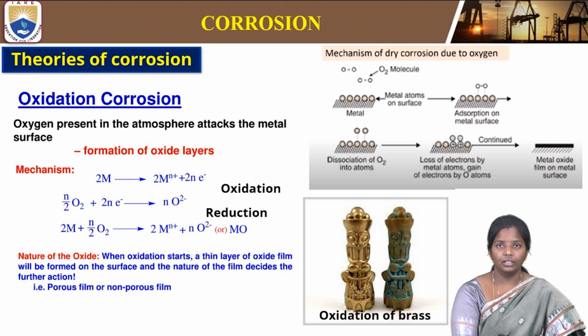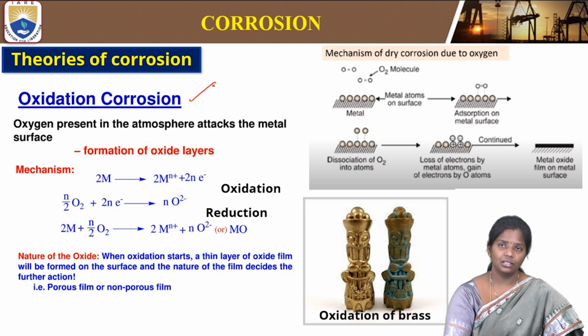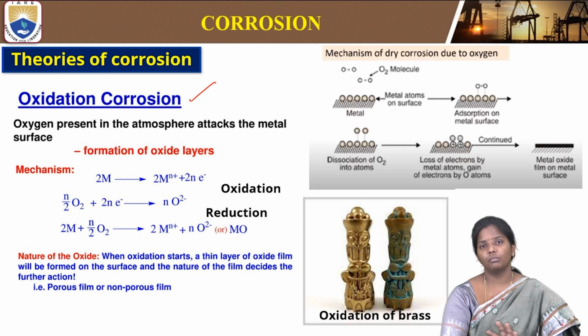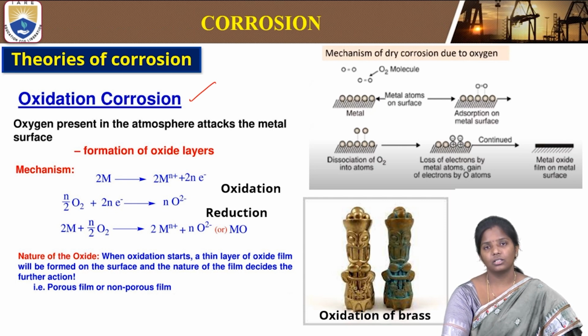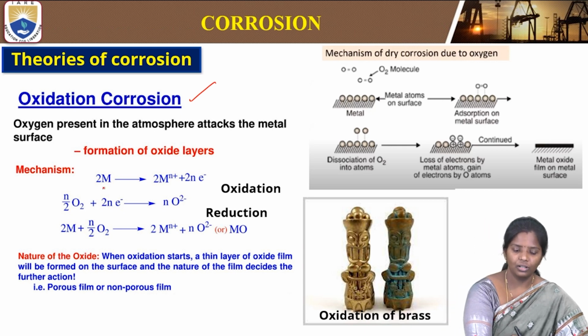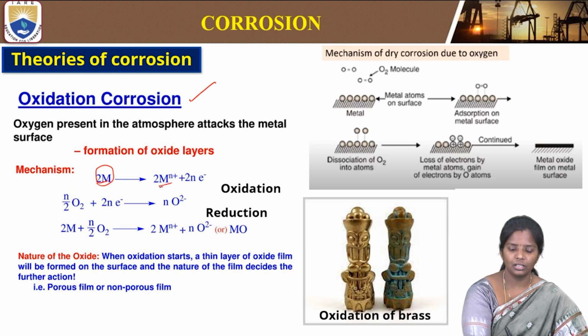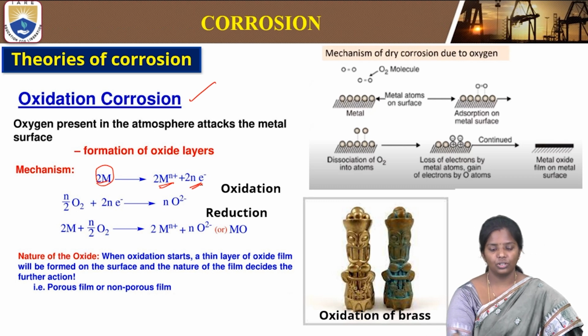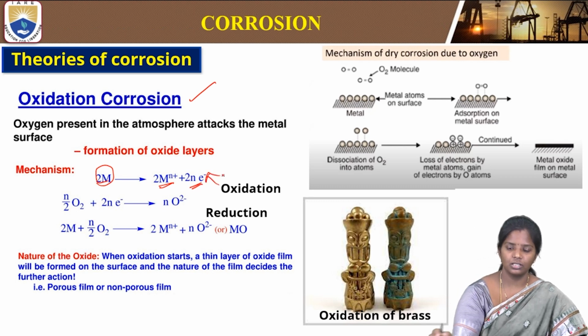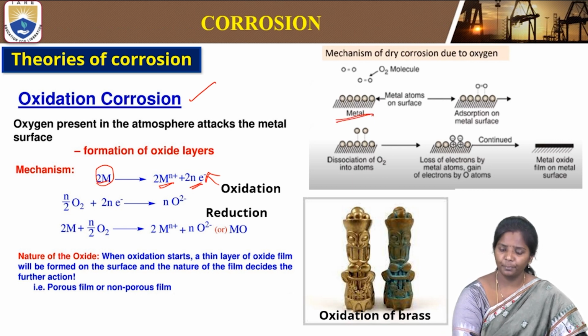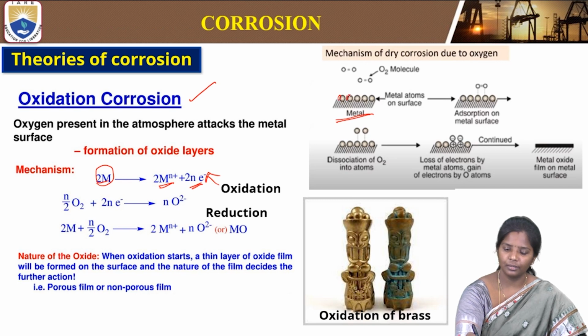If we go into oxidation corrosion in detail, what happens? The oxygen present in the atmosphere reacts with the metal, ultimately forming oxide layers. For example, a metal undergoes oxidation, M goes to M2+ and gives off 2 electrons. This is oxidation. As for the mechanism, this is the metal, these are the metal atoms, and these are the oxygen molecules with bonds.